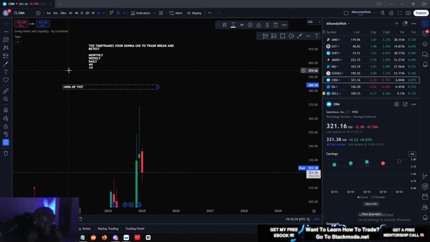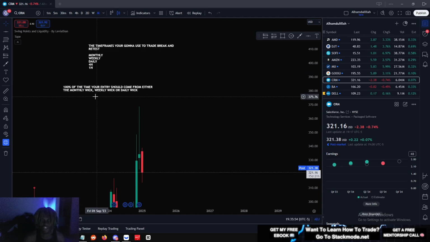Your entry should come from either the monthly wick, the weekly wick, or the daily wick. 100% of the time, your entry should come from either the monthly wick, the weekly wick, or the daily wick.